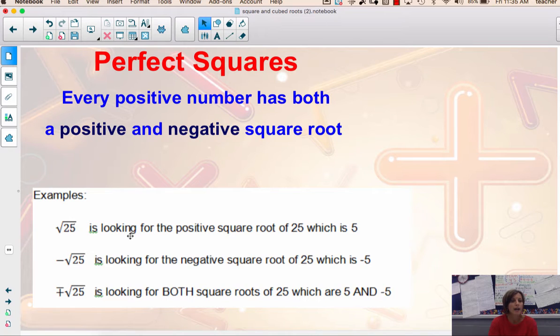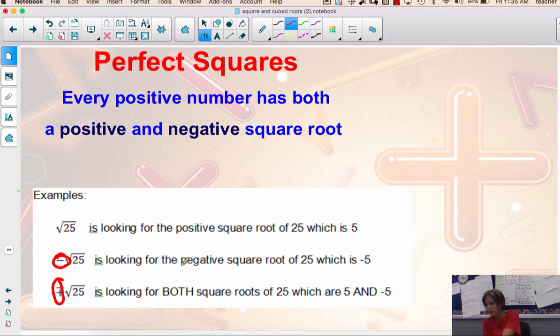The square root of 25, we're looking for the positive square root of 25, which is 5. If we put a negative outside the radical sign, the negative square root of 25, we're talking about an answer that is negative 5. And then this is something new to us, seeing a positive and a negative outside the radical number, which is kind of fancy for a 6th grader. A positive and negative number is looking for both square roots of 25, which could be 5 or negative 5. So that's kind of a shortcut that we use.